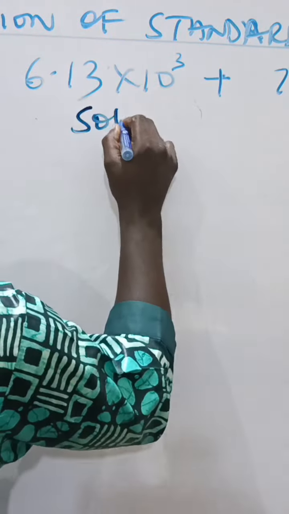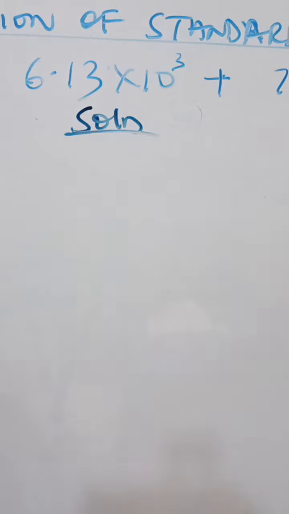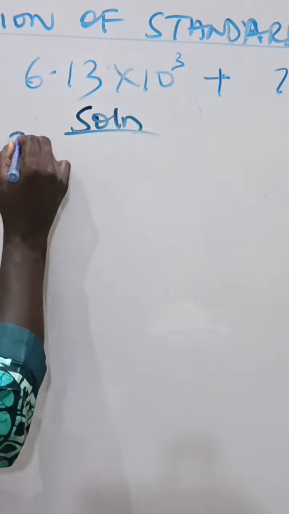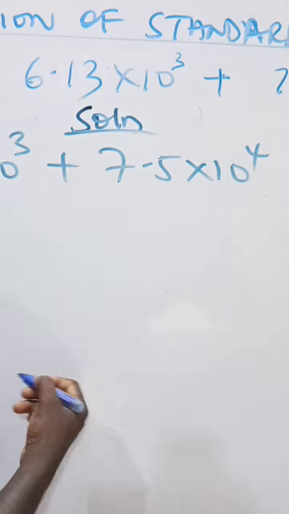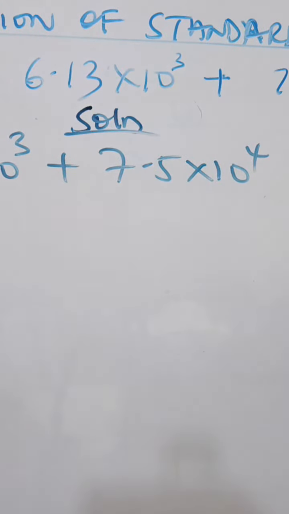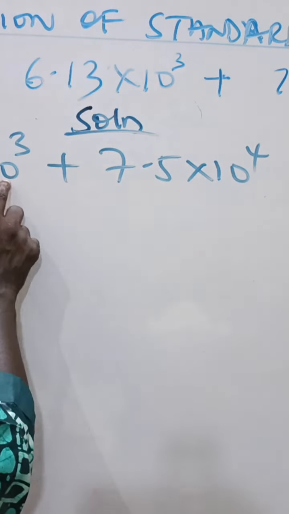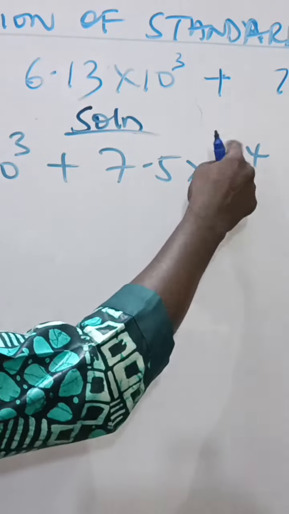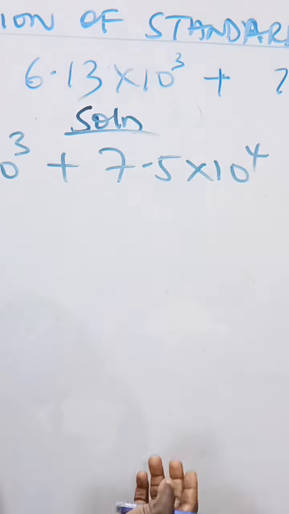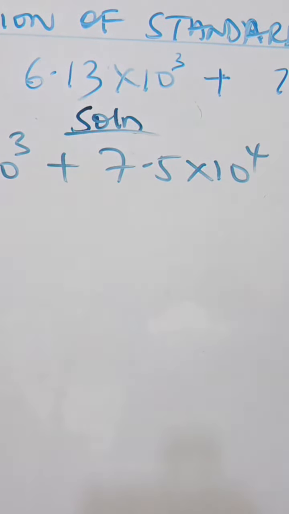We want to consider addition of standard form. In this case, we are given 6.13 times 10 raised to power 3 plus 7.5 times 10 raised to power 4. Of course, if you want to add these two together, we can do that. I can decide to make this one 10 raised to power 3, or make this one 10 raised to power 4. Or I can convert everything back to ordinary form, and once I get the answer, I convert it back.